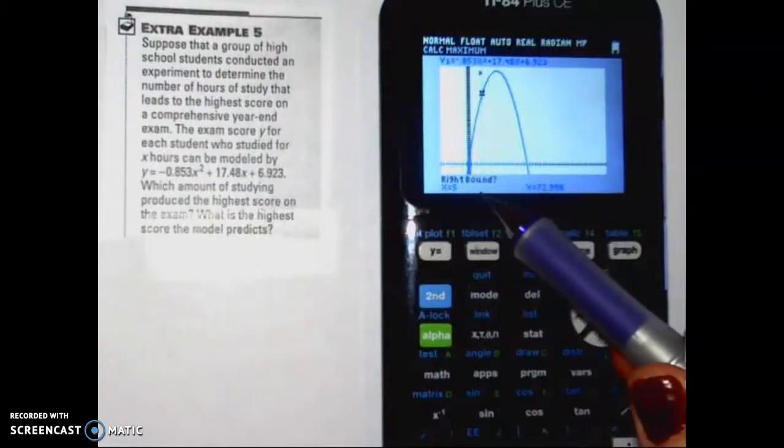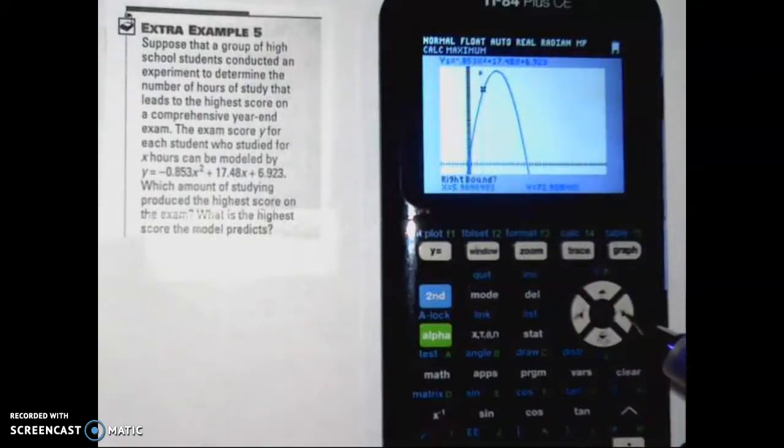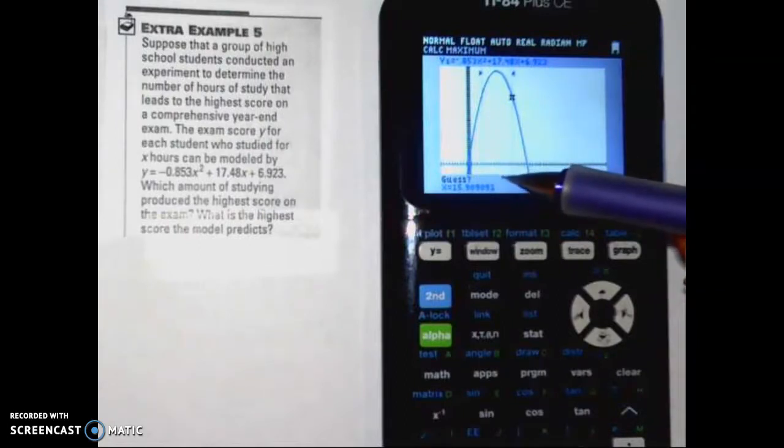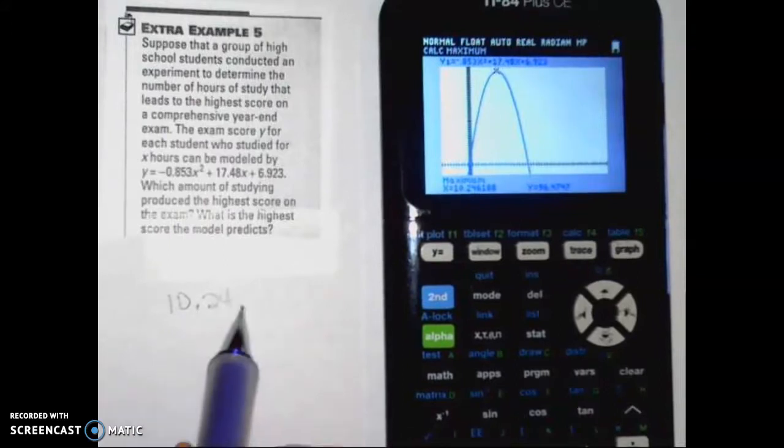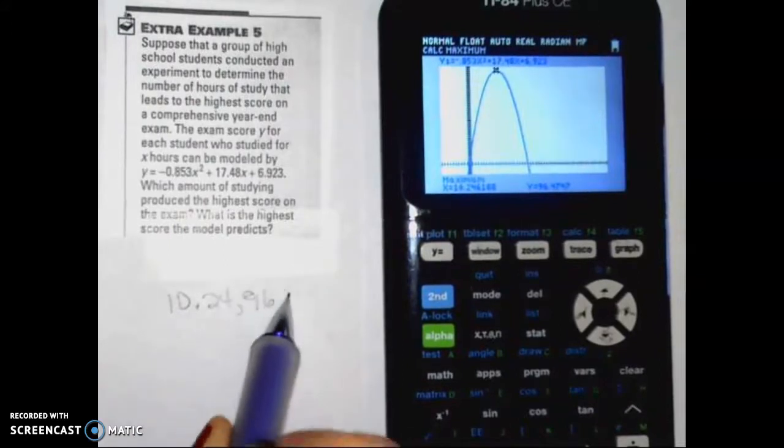Now it wants our right bound. It needs to go over to the right side of the vertex. Yeah, that's a good spot. Hit enter. Do we want to guess? No, we want it to give us an answer. So hit enter one more time, and it gives me a maximum at x equals 10.24, and then y is 96.47.